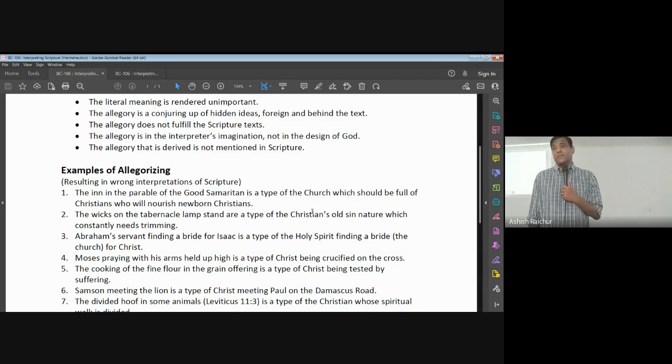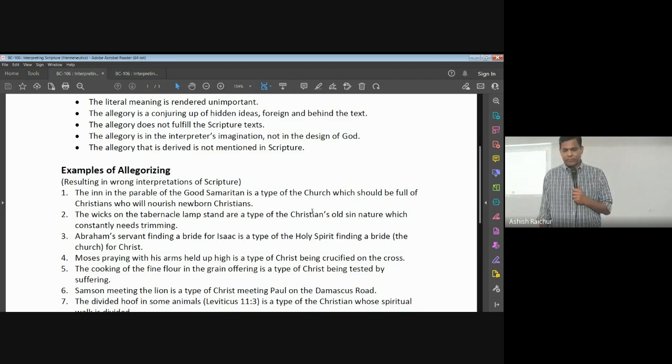So we have to be careful. When you hear a message like this, I understand what he is saying. I understand some of the truth that is there, but to use an Old Testament story like this is not the correct way to handle scripture. And there are so many examples. Moses praying with his hands is a type of Christ being crucified on the cross. That is never mentioned in the Bible. You're just making it up.